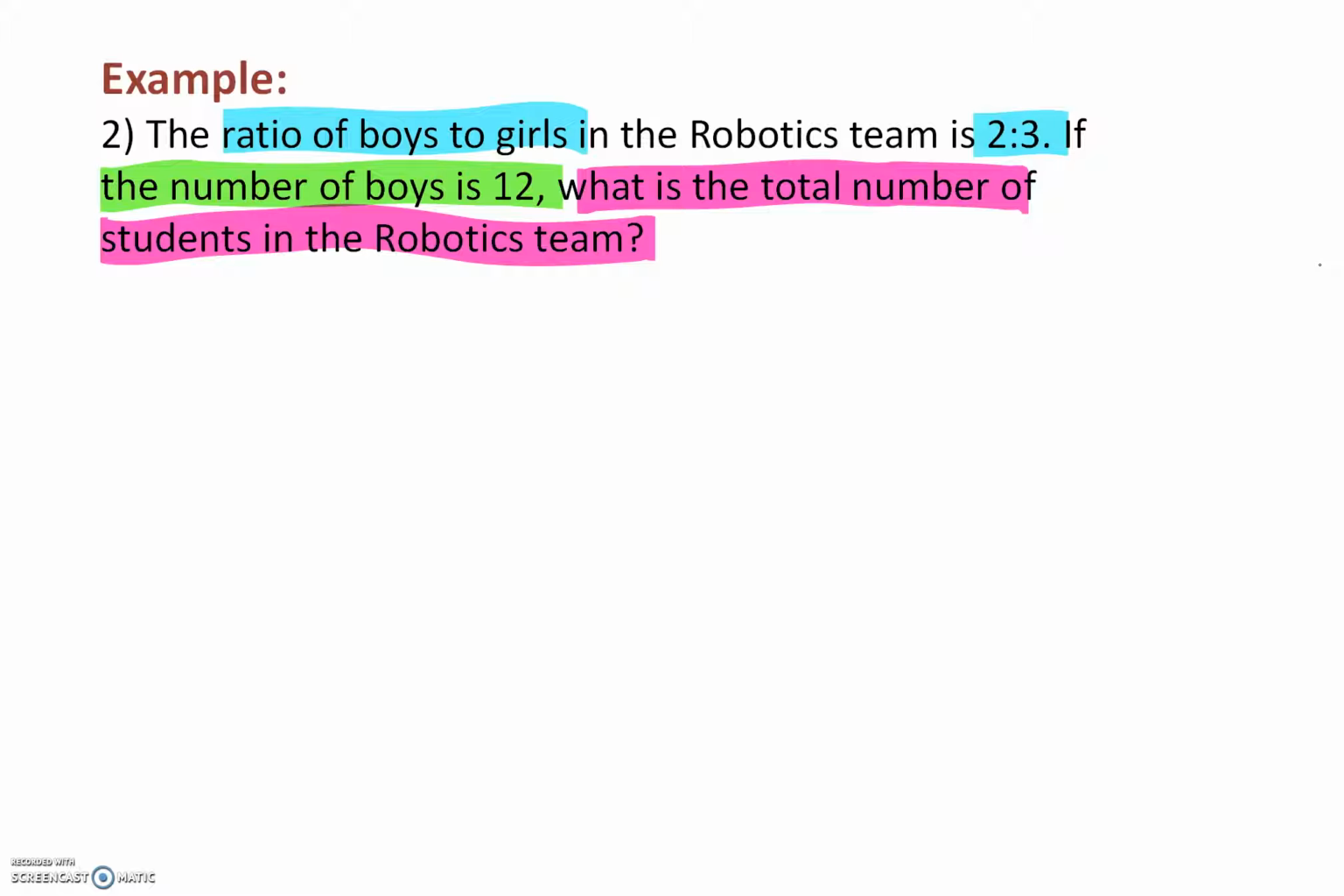Okay, so first step, let's just break down the information that's given to us. So that's step 1. In the first part of the question, they tell us that the ratio of boys to girls is 2 to 3. Now, I'm not going to write that down as a 2 to 3 ratio. I want to break down that ratio. So that tells us we're going to have 2 boys, 3 girls, and 5 total.